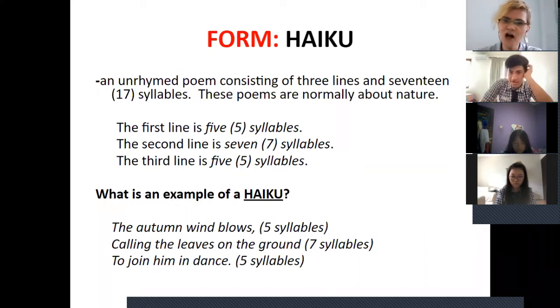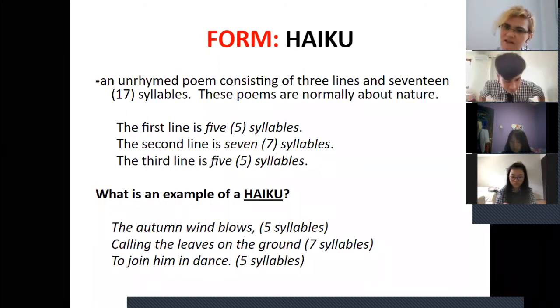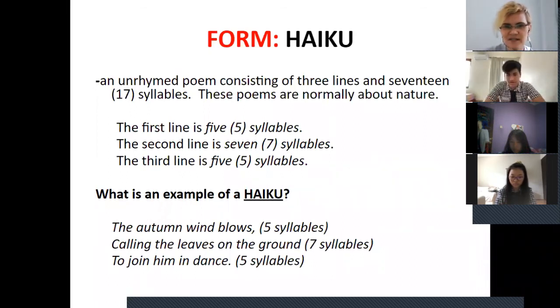For example, the autumn wind blows, calling the leaves on the ground to join him in a dance. And then another 7 syllables like that. And mostly if it is one stanza like this, this is 17. So 3 lines, 17 syllables, 5, 7, 5. And that could be repeated several times.